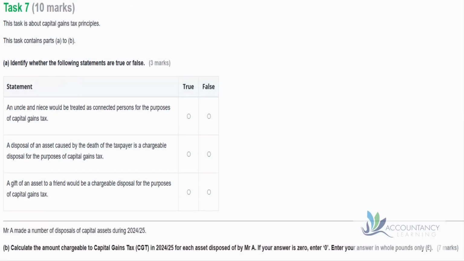In this video we're looking at task 7 from the second sample assessment for personal tax. So this is about capital gains tax principles. In part A we need to identify whether the following statements are true or false. An uncle and niece would be treated as connected persons for the purposes of capital gains tax.